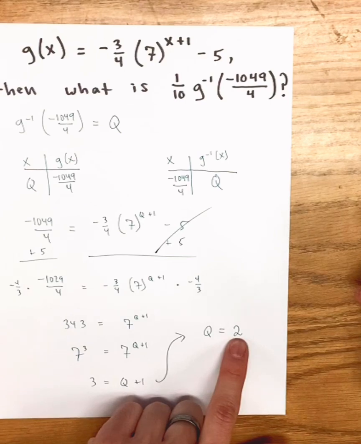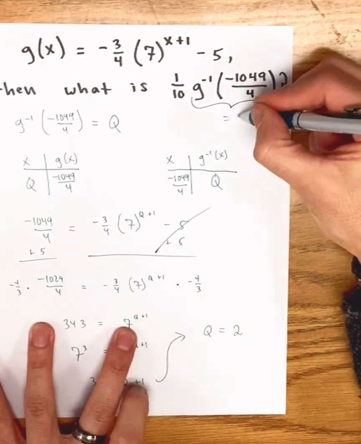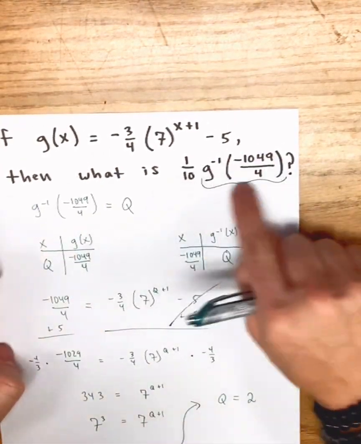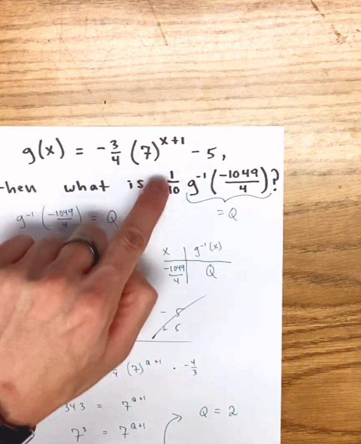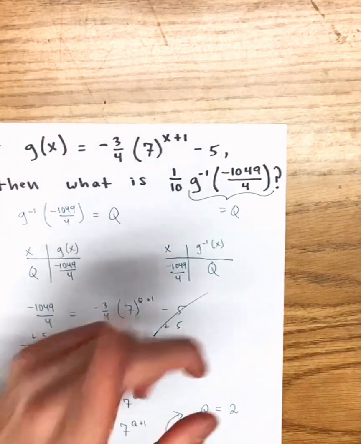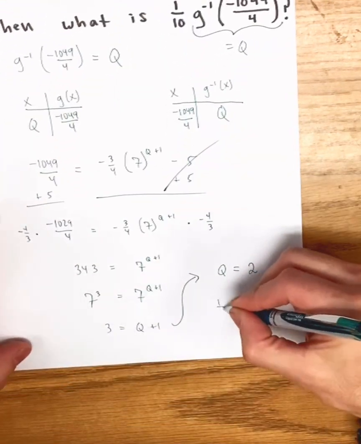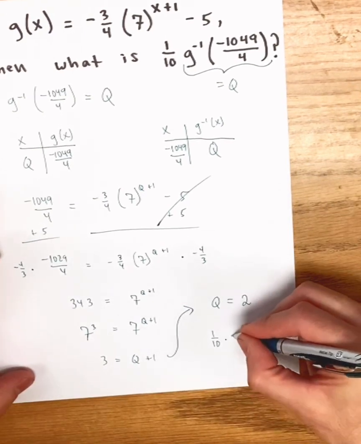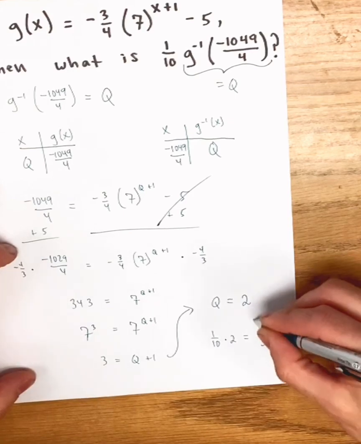That's almost it, because remember, this here, that equals Q, right? That's what we did over here. You see, this is Q. But now I have to go through and multiply by 1/10, which I almost forgot to do. So I'm glad you're watching this. So to finish this, let's go 1/10 times 2. And that is, final answer, 1/5.